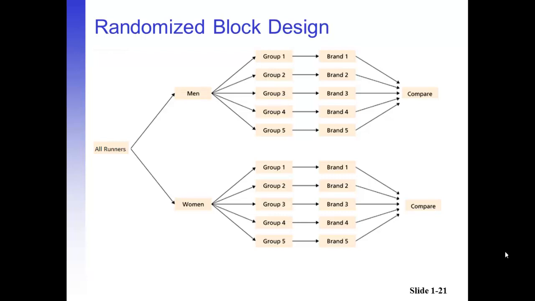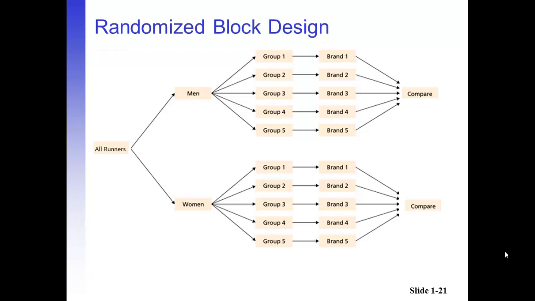Likewise, the women would be randomly assigned among 5 groups. They would be randomly assigned a brand of shoe, and then we would compare the differences between the men and the women. The advantage of this kind of design is the following. Suppose that brand 3 shoe were to work better for the men, and brand 5 shoe were to work better for the women. This block design could actually detect that difference.